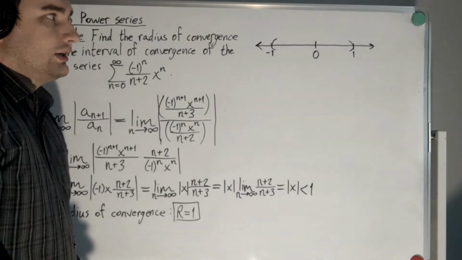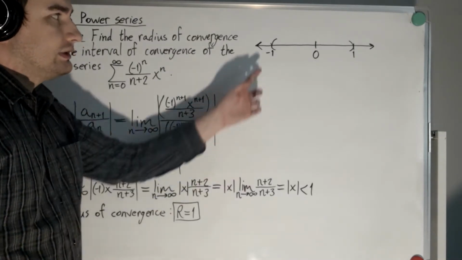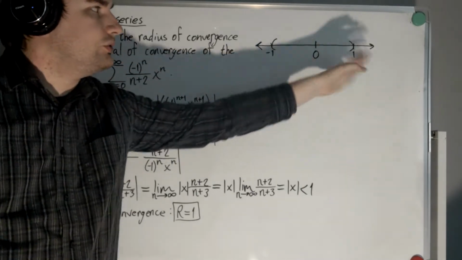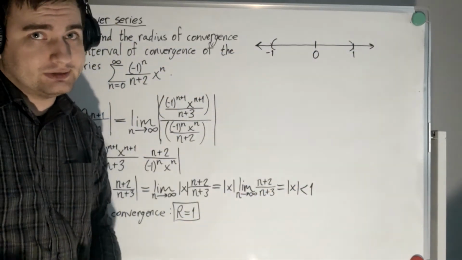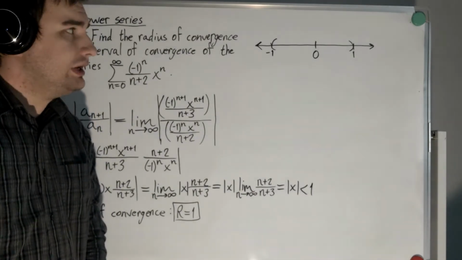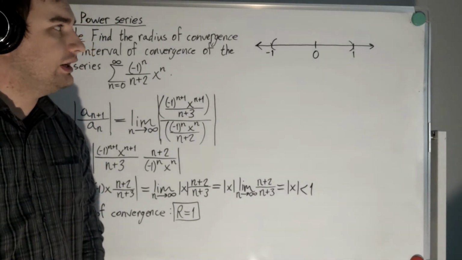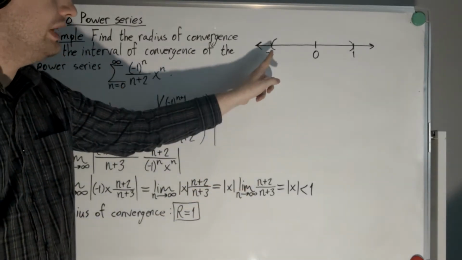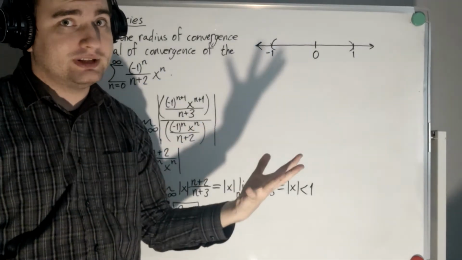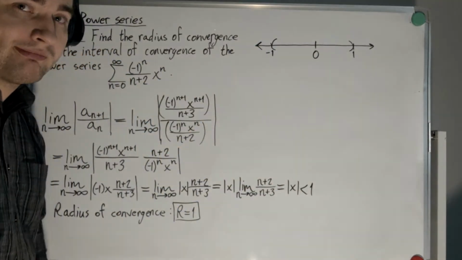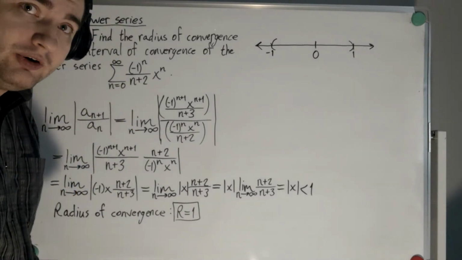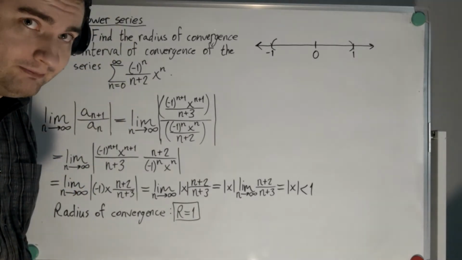Okay. And if x is less than -1 or if it's greater than 1, then the ratio test guarantees us divergence in that case. But the ratio test cannot tell us anything about when x is actually equal to -1 or when x is actually equal to 1, the endpoints of the interval of convergence. So, in that case, we'll just have to test those points differently.